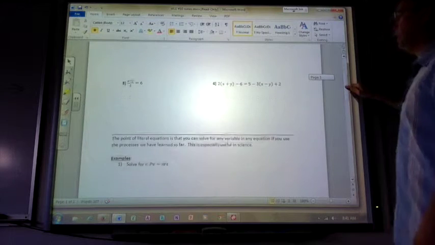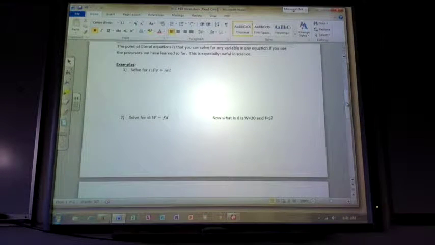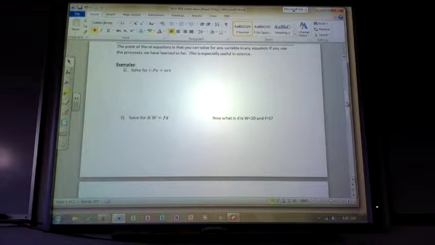All right, let's move on down. Oh, literal equations. PV equals nRT. Speaking about chemistry, that's called the ideal gas law. Pressure times volume is equal to n, which is the number of moles, times R, the universal gas constant, which is 0.0821, times T, the temperature. It's the ideal gas law.